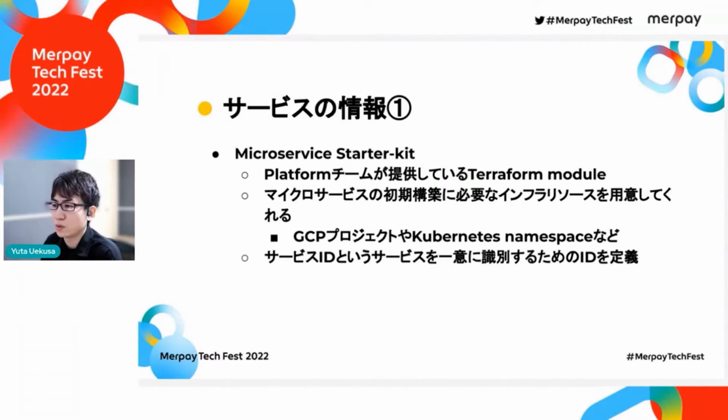The starter kit defines an ID called a service ID that uniquely identifies a service, and the microservice dashboard uses that ID to summarize information.